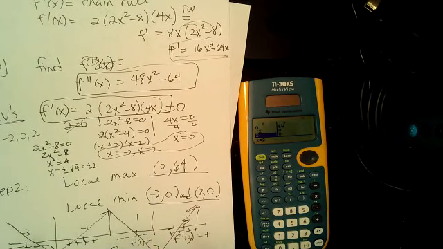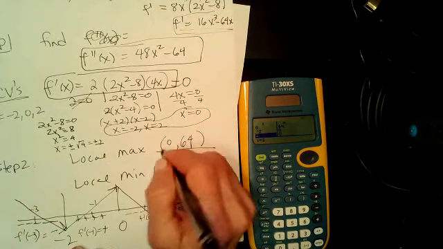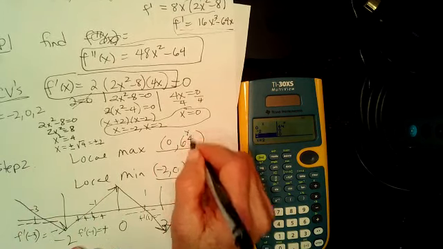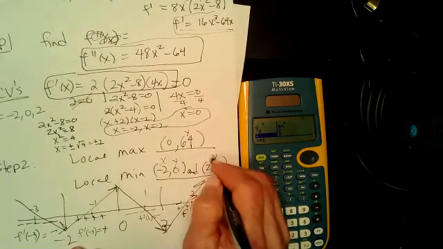So to recap, test numbers plug into the derivative. Critical values plug into the original to find the y part of your point. Okay, there's your x, there's your y.